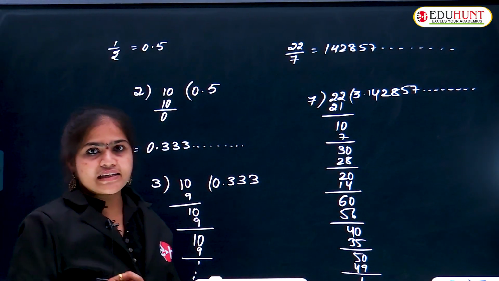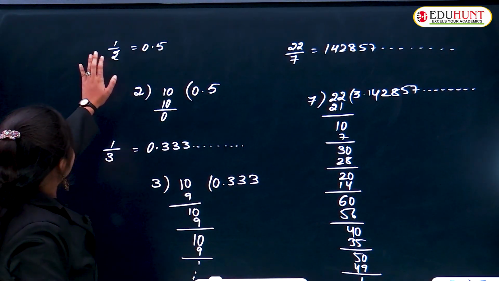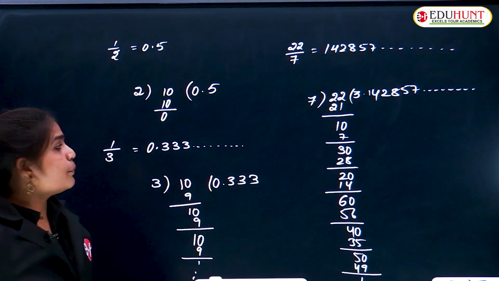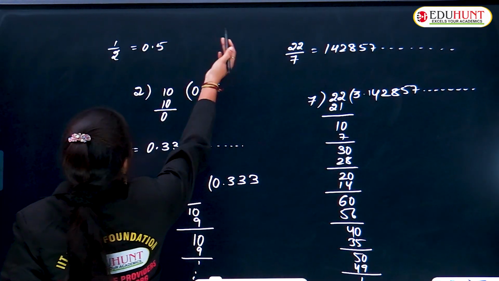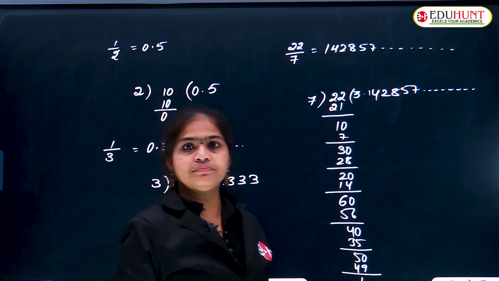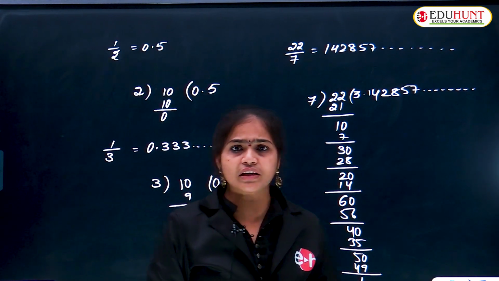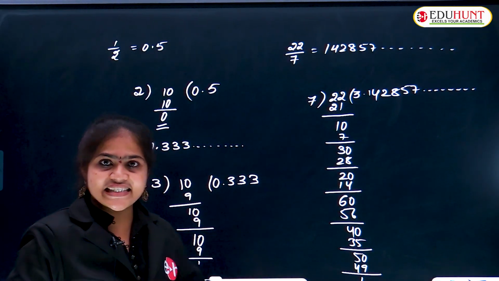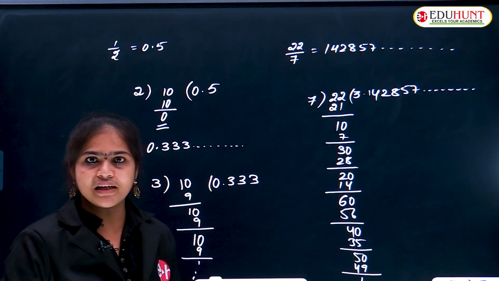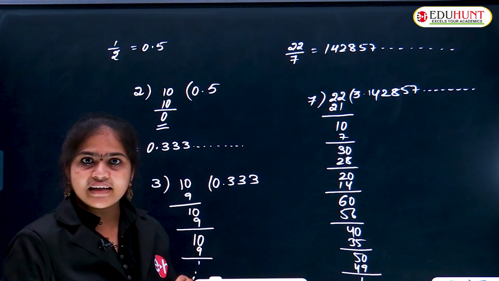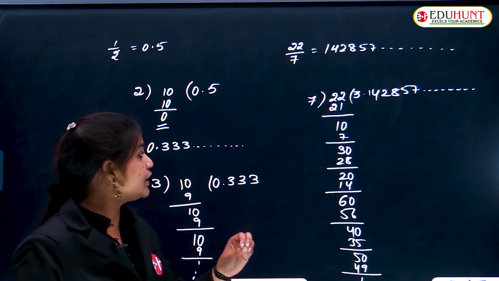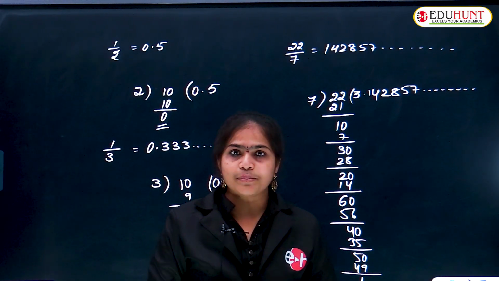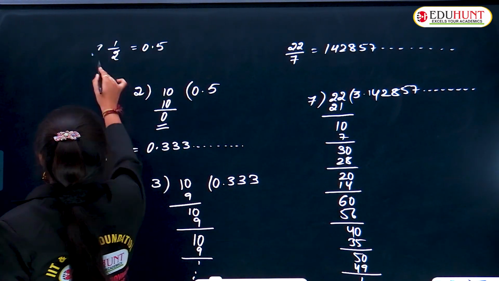Before going further, one more point. Here 1 by 2 is equal to 0.5. After 5, there is no other decimal value here. Up to 5 we got a remainder of 0. Where we get a remainder of 0, that is a terminating decimal. After dividing the given rational number, wherever you get 0 as the remainder, we can consider it a terminating decimal.